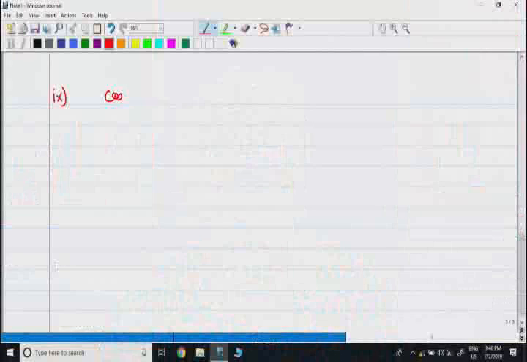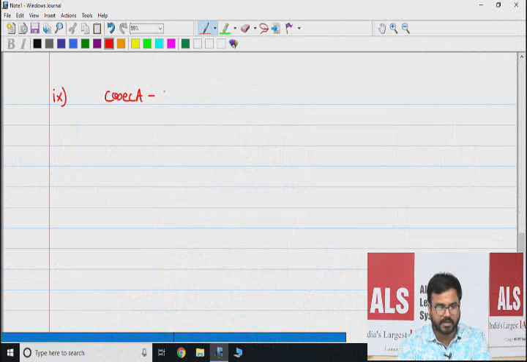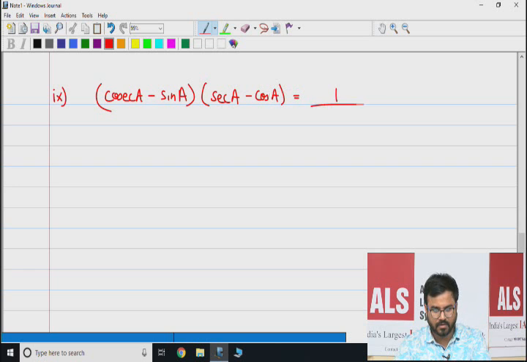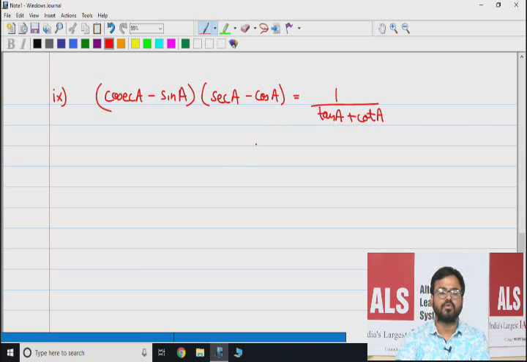Now, the ninth question was there. Cosec A minus sine A into sec A minus cos A is equal to 1 upon tan A plus cot A. So, now I am giving you 2 minutes, try this question and just simplify as much as you can.